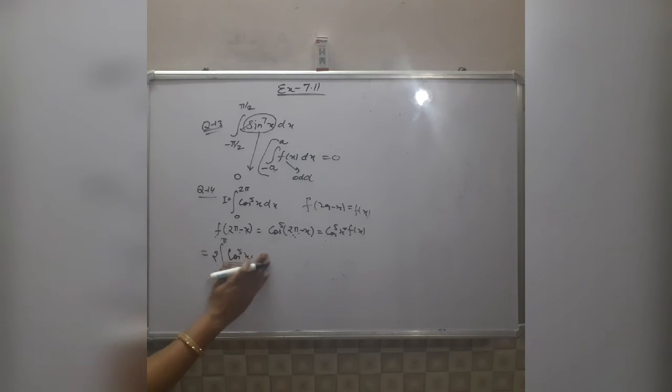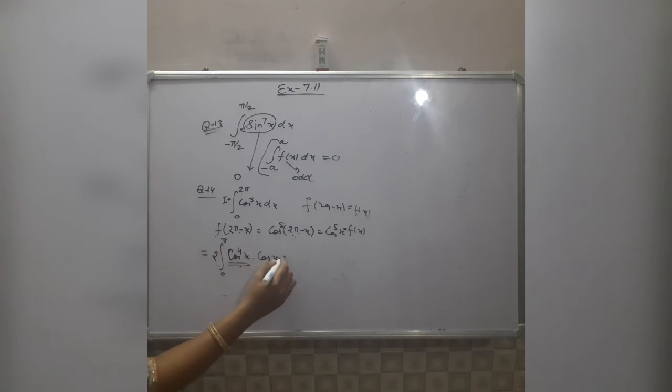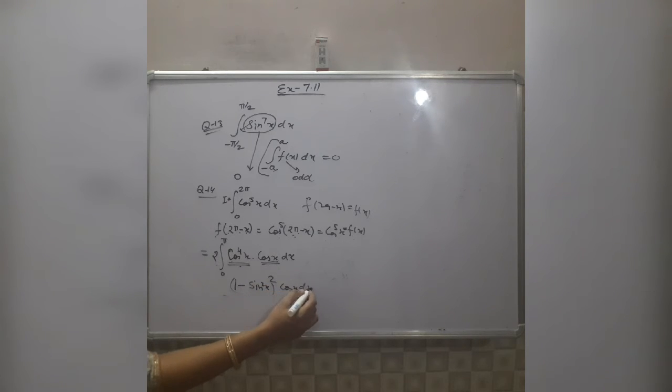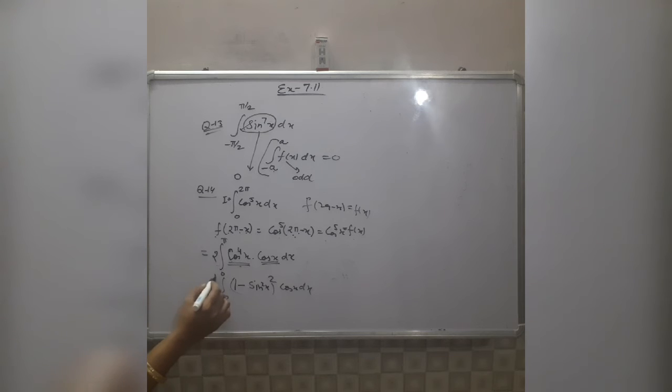Already this type of sum you have done. In case of an odd power of cos or sine, you separate one cos. This cos raised to power 5 can be written as cos raised to power 4 into cos x, and cos is the derivative of sine, so this cos raised to power 4 you write as 1 minus sine square x, then whole square. This cos x remains as it is, and by using the substitution method you can find the integration of this.